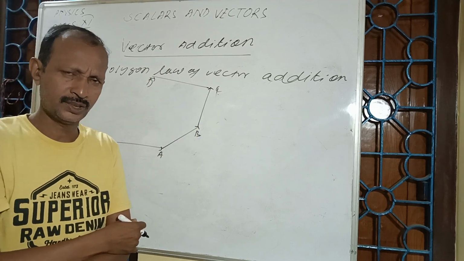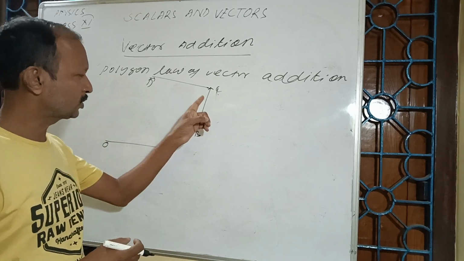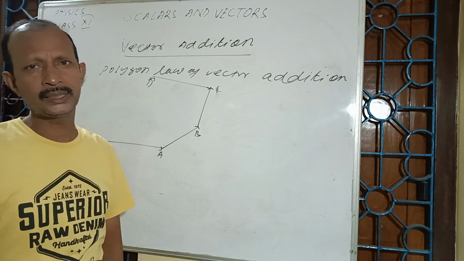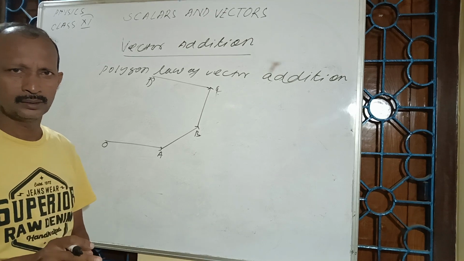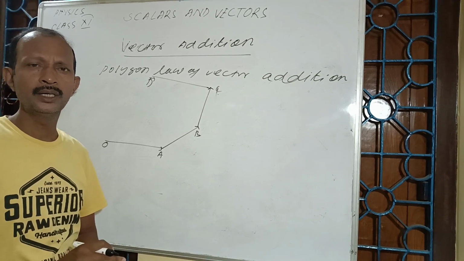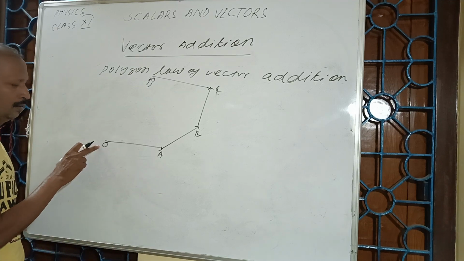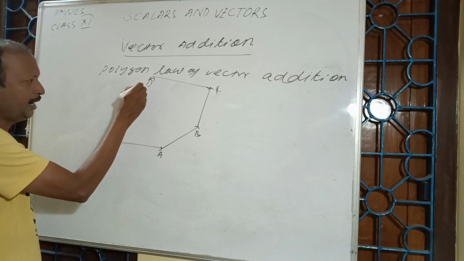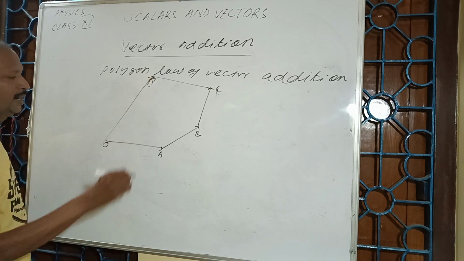If a number of vectors are representing the sides of an open polygon, then the resultant vector is a vector, but in opposite order, whose tail will be the tail of the first vector and whose head will be the head of the last vector.